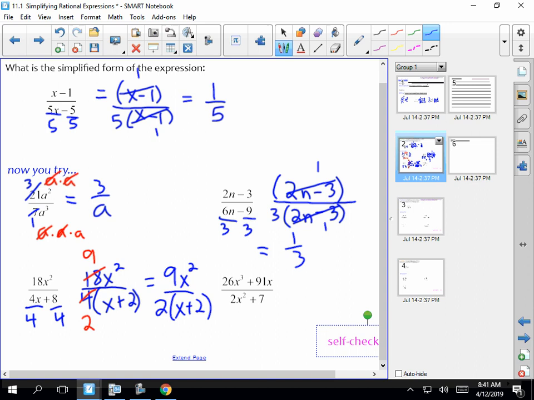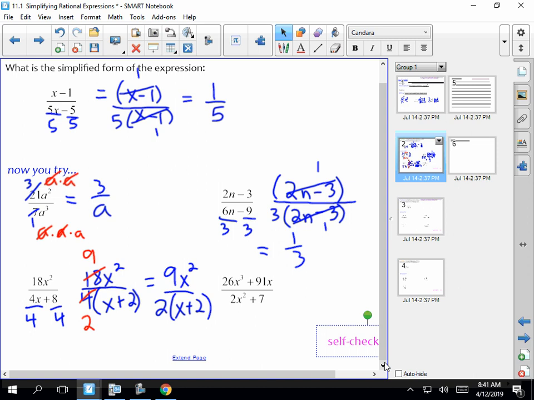x plus 2. And it's fine to just leave your rational expression in factored form. You don't need to multiply the 2 or distribute it to the x plus 2. Just leave it 2 and then x plus 2. Makes it nice to have it in factored form.